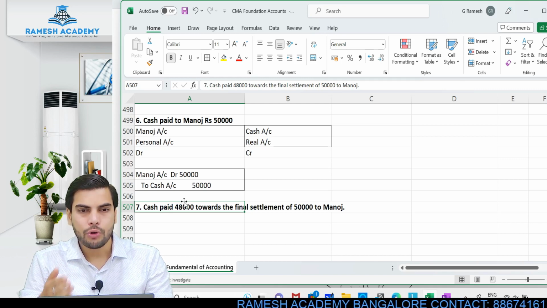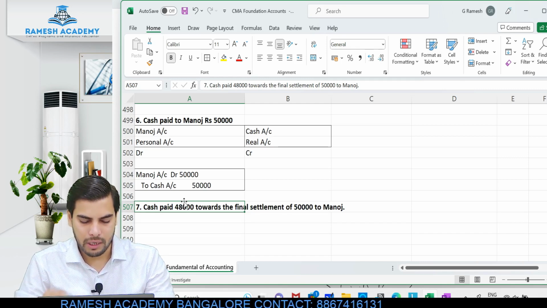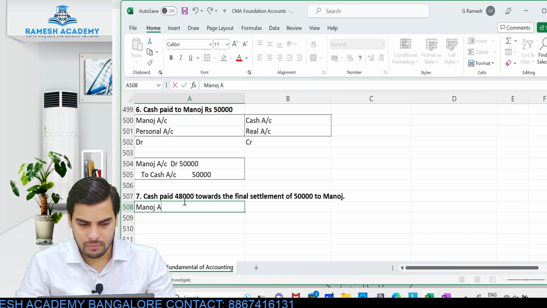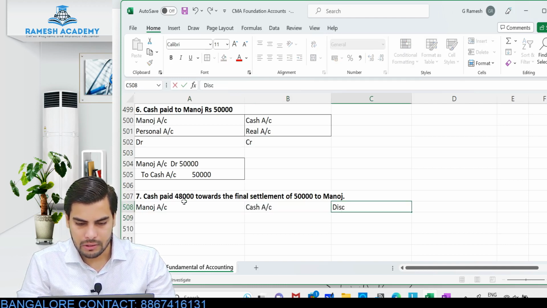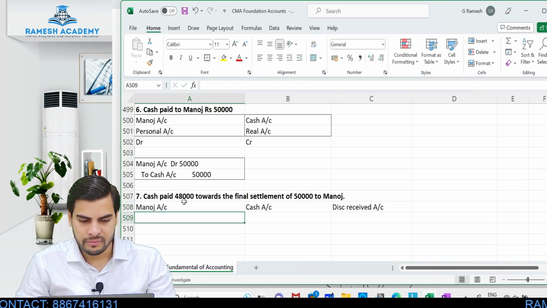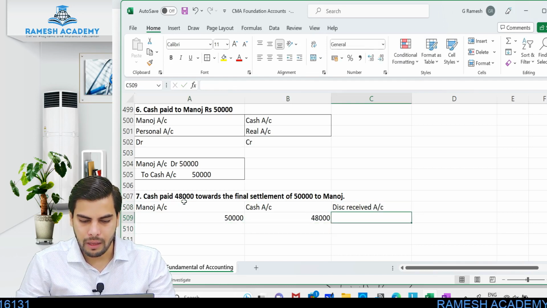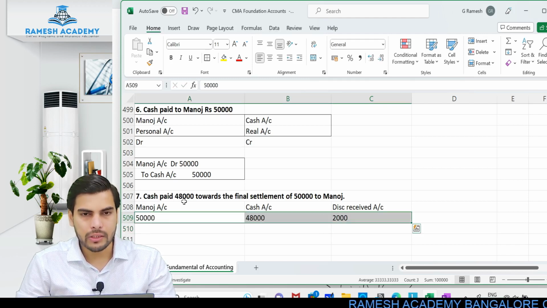So in this case, you had purchased the goods. So you are the customer over here. Okay, so at the time of settlement, the discount of 2,000 rupees in this case is nothing but the discount which you are receiving. Okay, so here the accounts which will get affected would be what? One would be Manoj's account, cash account and discount received account. To Manoj, we were supposed to pay 50,000 rupees. The cash which we actually pay is 48,000 and the discount which we receive is 2,000. This is what the transaction is all about.